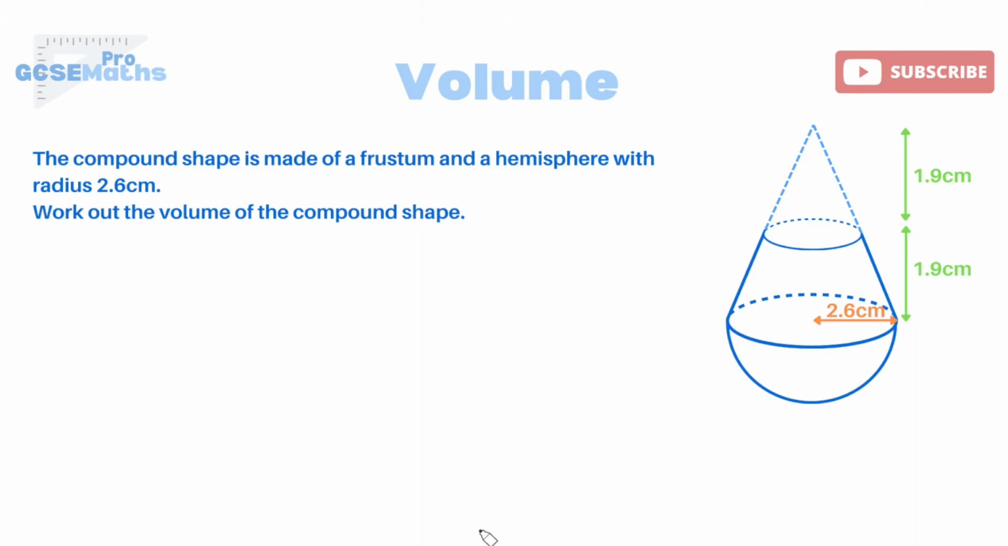Okay, this time the compound shape is made from a frustum and a hemisphere with radius 2.6. Work out the volume of the compound shape. So the hemisphere is the same as the one we've just done. Let's start with that. The whole sphere is 4/3 pi r cubed, and then divided by 2. So our radius this time is 2.6. So cube that, and then divide it by 2.